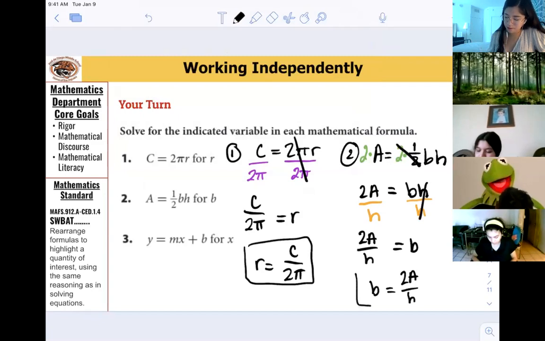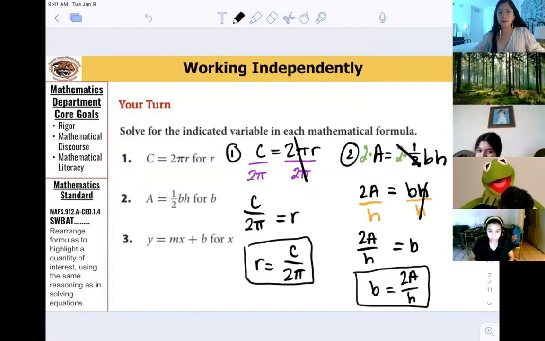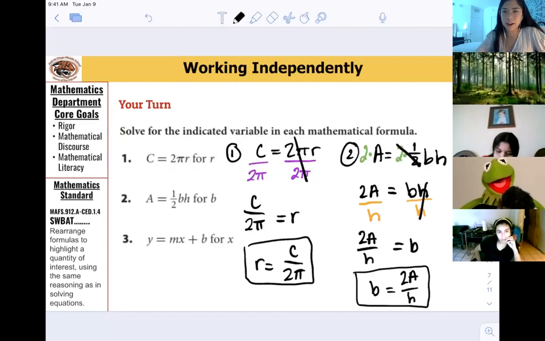Let me box these. All right, any questions so far? I know that number 2 is a little trickier, so I hope that clarified it for anyone who was confused.